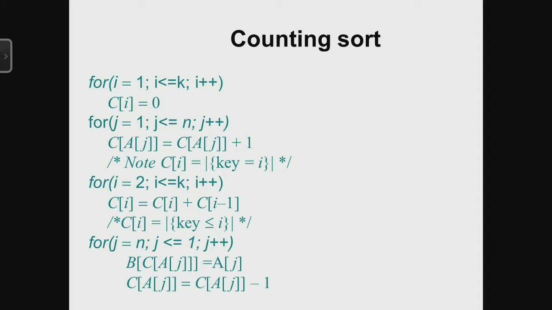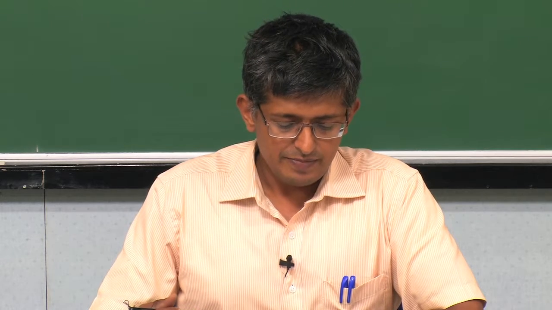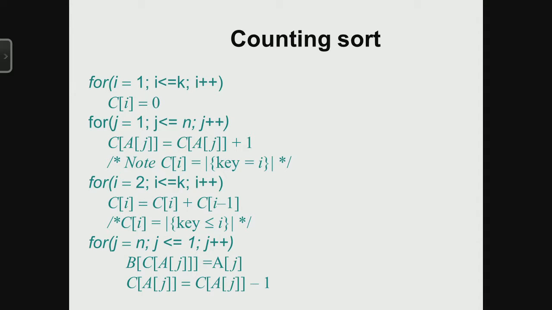In the third for loop, the consecutive elements of the array C are added to ensure that the array element i keeps track of the number of elements of value less than or equal to i in the given array A. And finally, these count information are used to rearrange and obtain the sorted array B, which is as follows.